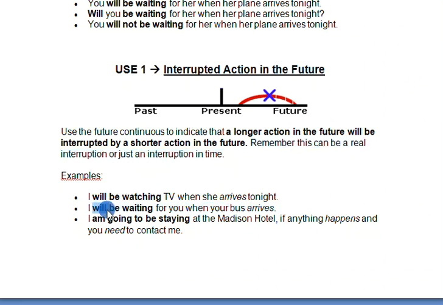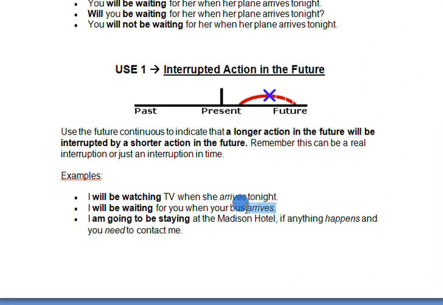If I say I will be waiting for you when your bus arrives, yo estaré esperando por ti cuando tu bus llegue. Okay? So this is the long action in the future. Esta es la acción larga en el futuro. I will be waiting for you. And this is the other action in the future, when your bus arrives.